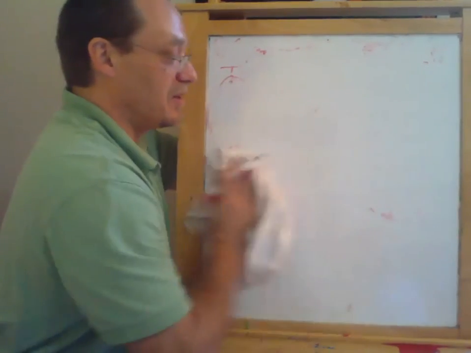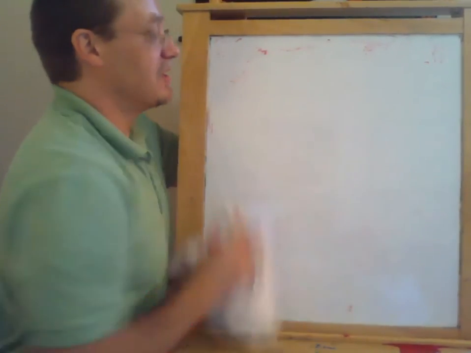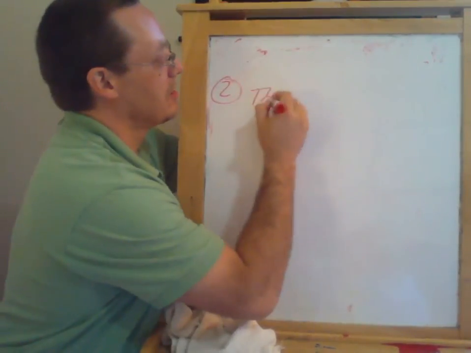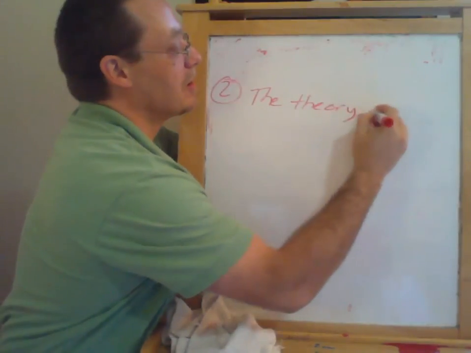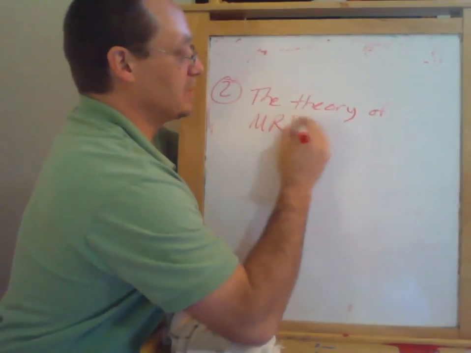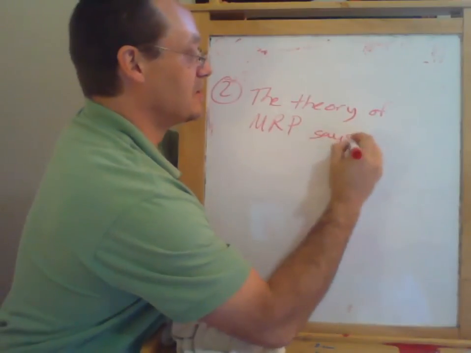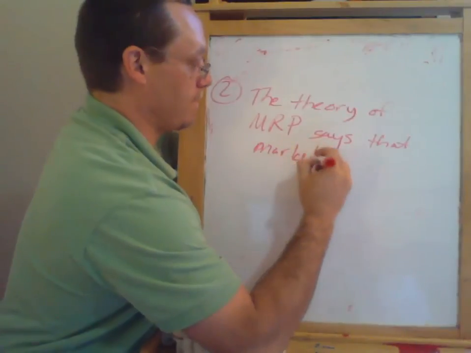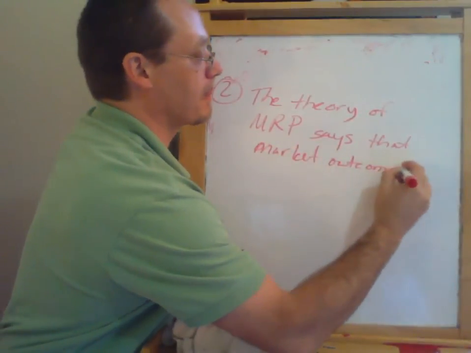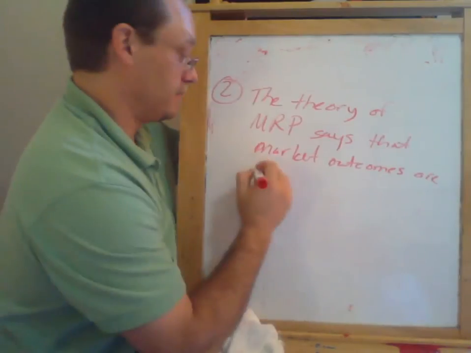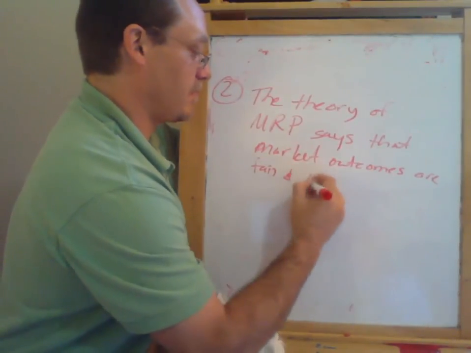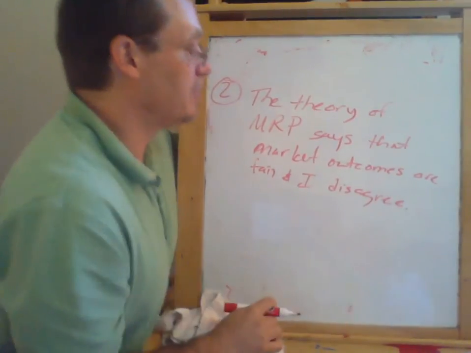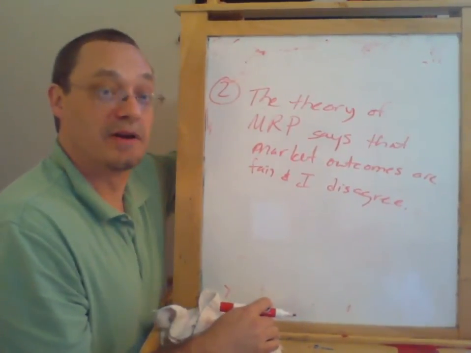The other reaction that people have out there is that the theory of marginal revenue productivity says that market outcomes are fair, and they don't believe that. And in fact, the theory of marginal revenue productivity says nothing about whether or not the market outcome is fair.